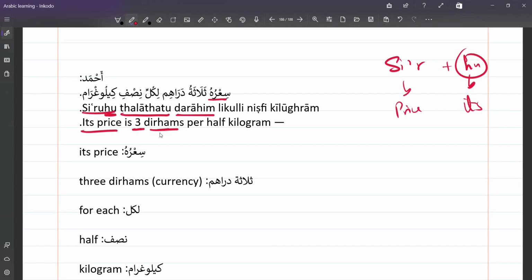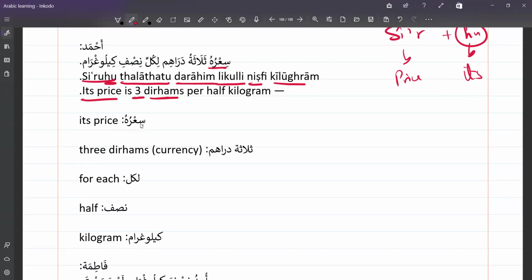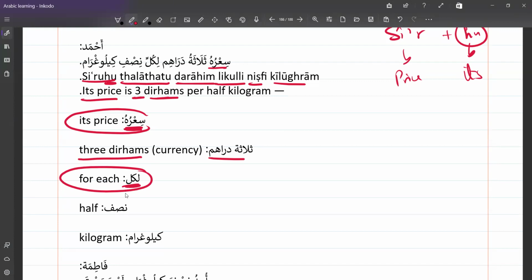So that is the setting there, right? That is why we use dirham. So the shopkeeper Ahmad says, سعره ثلاثة دراهم لكل نصف كيلوغرام. Its price is conveyed by سعره, and 3 dirhams in Arabic is called ثلاثة دراهم. لكل means for each, and nisf means half, and kilogram is pronounced kilogram.